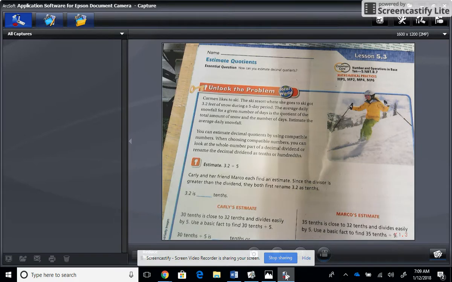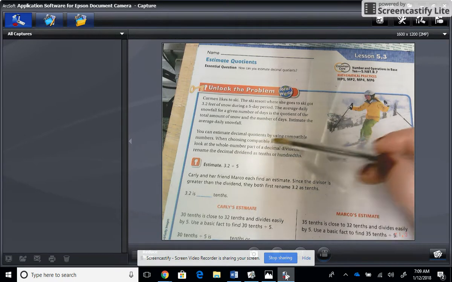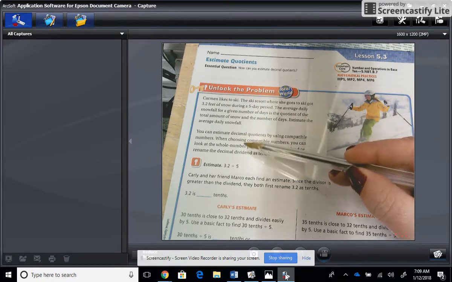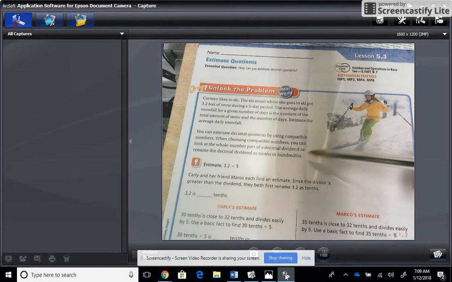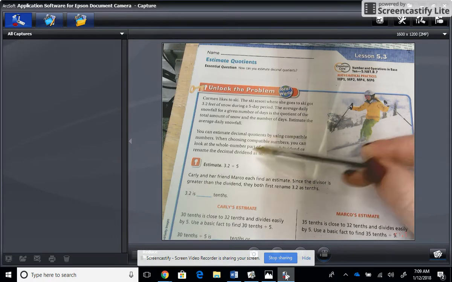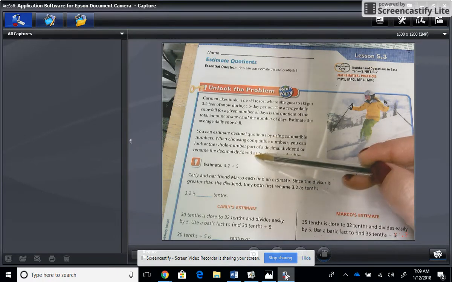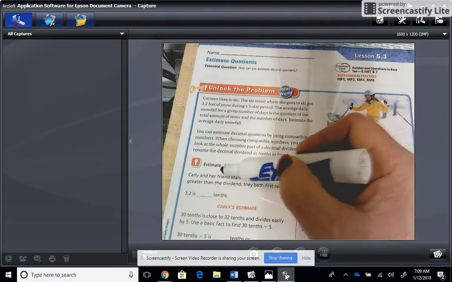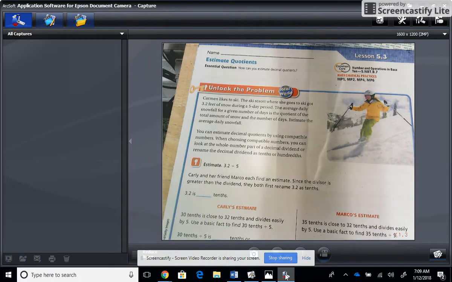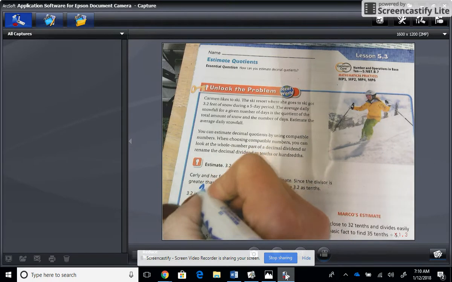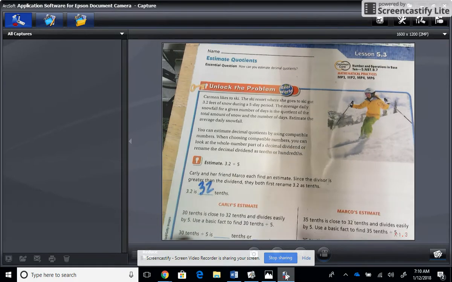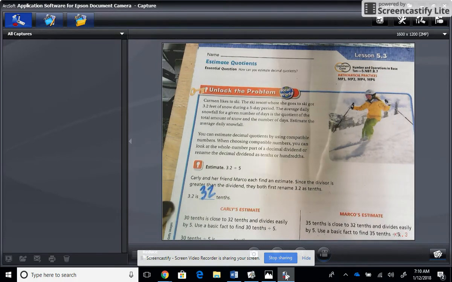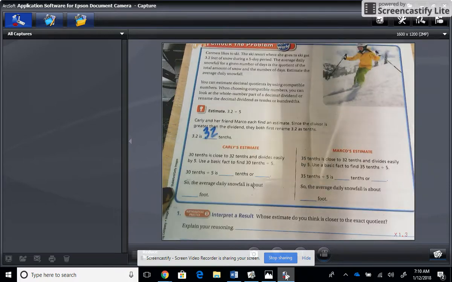So this paragraph tells us that you can estimate decimal quotients by using a compatible number. When choosing a compatible number, you can look at the whole number part of the decimal dividend or rename the decimal dividend to a tenth or a hundredth, depending on what it is. Well, we've got a tenth here, so if I have 3 whole and 2/10, I really have 32 tenths. So we had two estimates, and we want to see which one got closer.